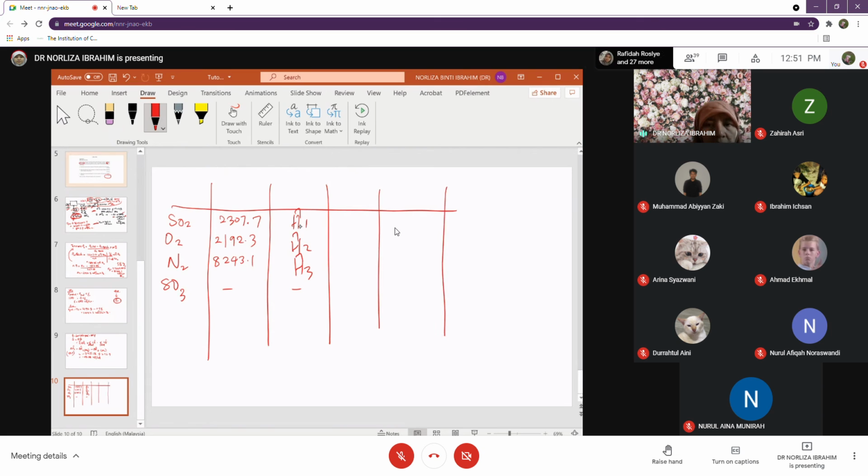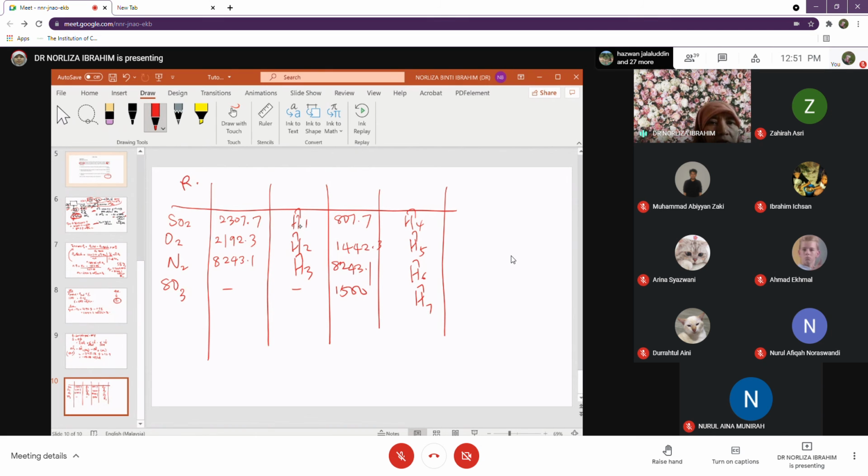In the product you have all of them, so you have H4, H5, H6, H7. SO2 in the product is 807.7. SO3 in the product is 1500. Oxygen in the product is 1442.3. Nitrogen is the same flow rate.